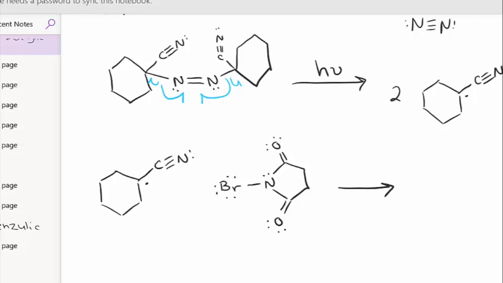Now, as this continues to react, this radical needs to find something to react with. And it will actually come in here and remove a bromine atom. And it's only taking one of the electrons in this bond. The other one will go back to the nitrogen. So that over the course of this step, we prepare another radical.